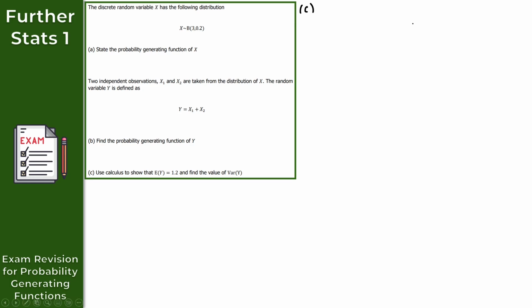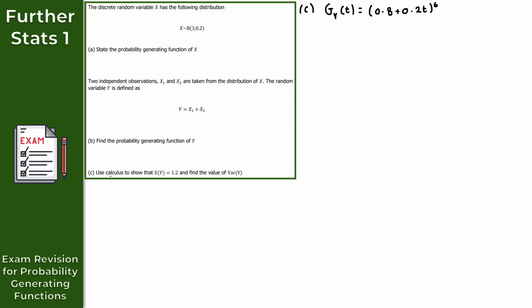Now we have just erased it, but what you will need is the probability generating function of y from part B. Let me just jot that down again, just in case you don't have it to hand. So g of y in terms of t is equal to (0.8 + 0.2t) to the power of 6, right?